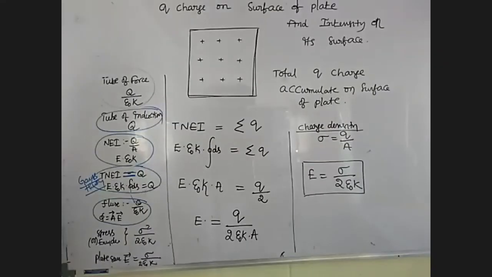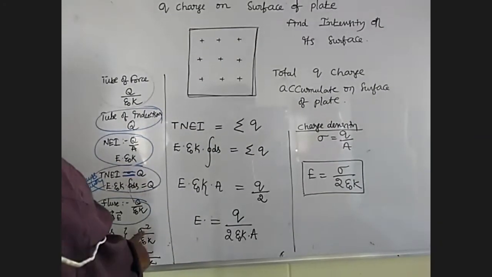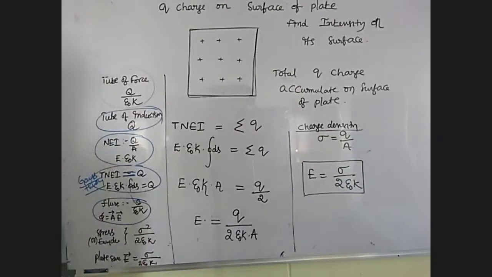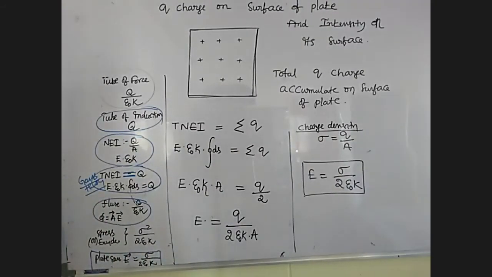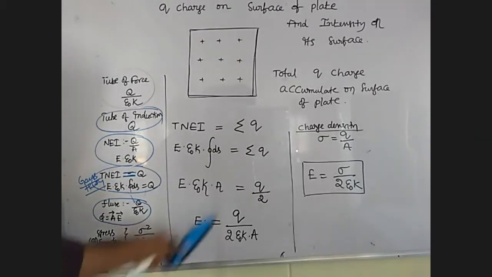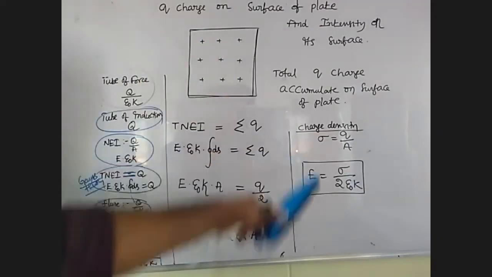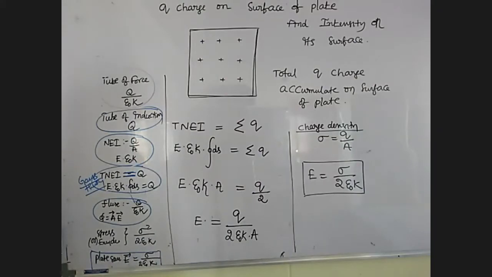This is flux: flux phi equals A bar dot E bar. Mechanical stress or energy density is sigma square upon 2 epsilon naught K. Plate surface intensity is sigma upon 2 epsilon naught K. For any body, the condition is sigma upon epsilon naught K. Only for a plate, the condition is sigma upon 2 epsilon naught K.